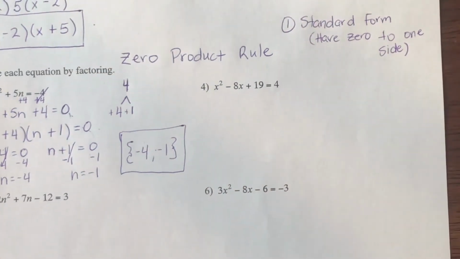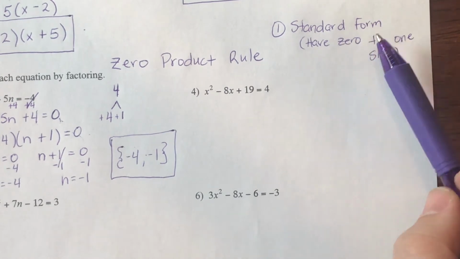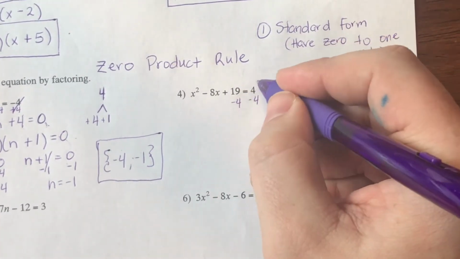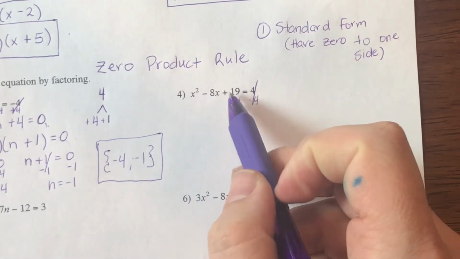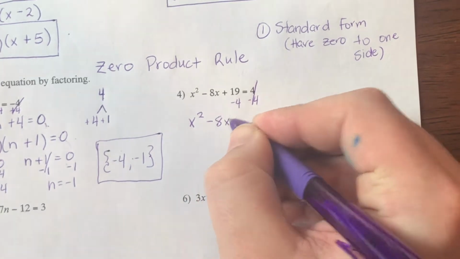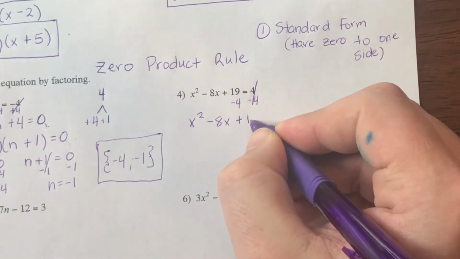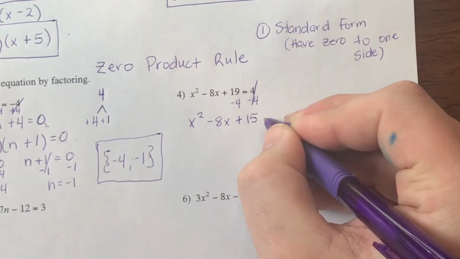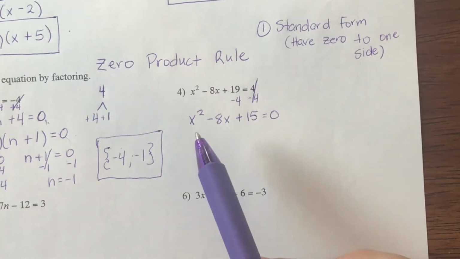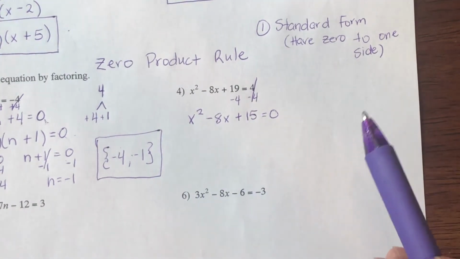All right, let's go to number 4. So number 4, our first step is to get it in standard form, have a 0 on one side. So that means we need to subtract 4 from both sides. Now this time, 4 can be combined with that 19. So we get x squared minus 8x, 19 minus 4 would be positive 15. And then watch, over here it gave us 0. That's what we want. Notice it's in ax squared plus bx plus c form.